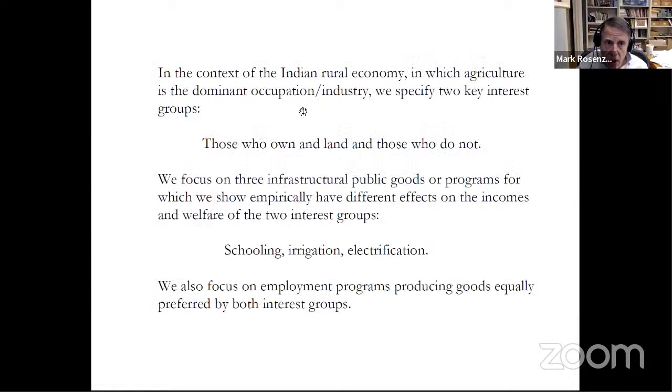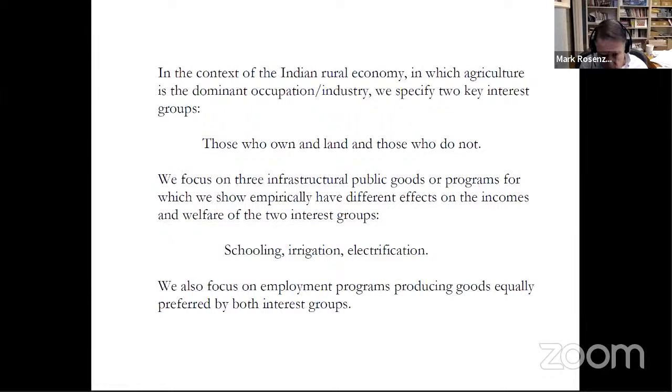Okay. Now, in the context of the Indian rural economy, these are rural villages in which agriculture is the dominant industry or occupation. We're going to specify two key exogenous interest groups: those who own land and those who do not. We're going to also focus on three infrastructural public goods or programs, which we're going to show empirically have different effects on the outcomes and welfare of these two interest groups.